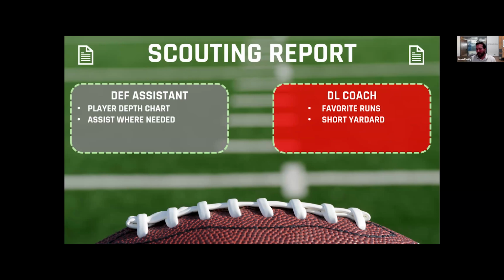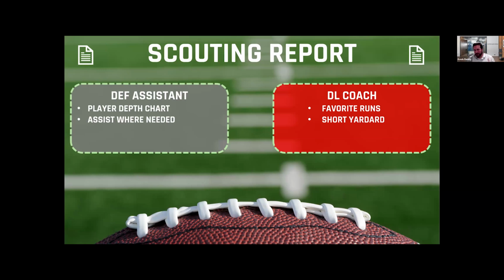Next up is the D-line coach. What is your responsibility for the scouting report? Well, I've broken down the film for all the runs. I've drawn all the cards for the runs. Well, what should I do for the scouting report? I should probably do something in regards to the runs. Well, what runs are the most important?